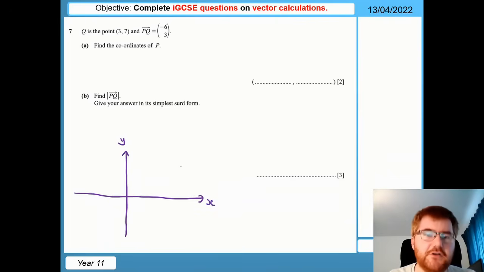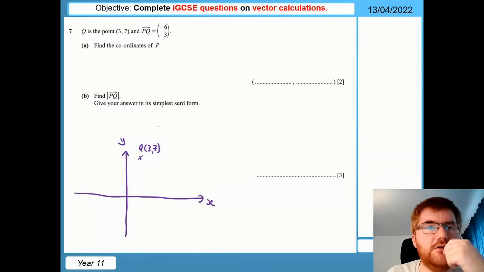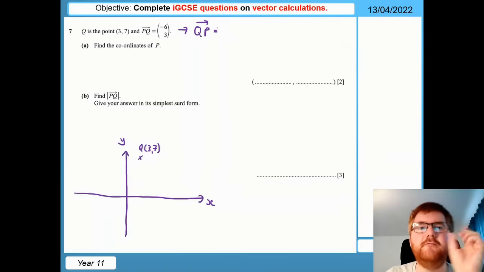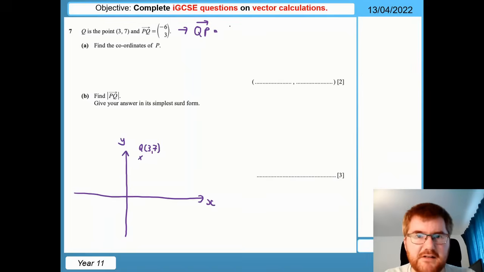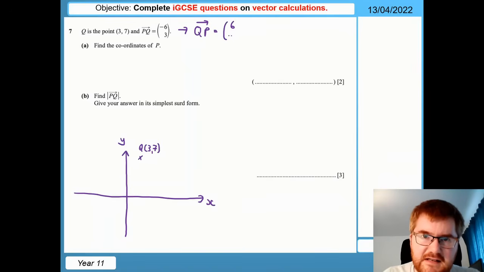First of all, we've got our point Q, so (3, 7). Let's make it roughly to scale. Again, it's fine if it's not exactly to scale. And we have the vector PQ, but that's not very helpful for us because we don't know where P is, but we can work out the vector QP. And remember that trick, if we reverse the direction, we flip the sign. So this becomes then (6, -3). Once we know that, then we can just work it out from here.